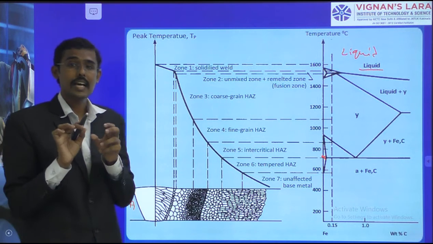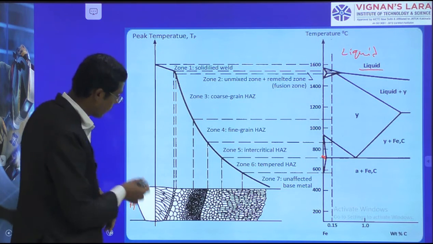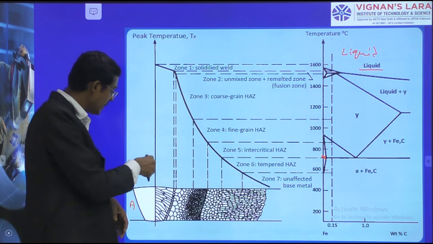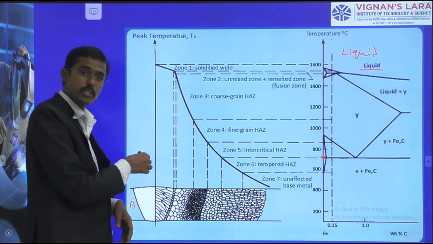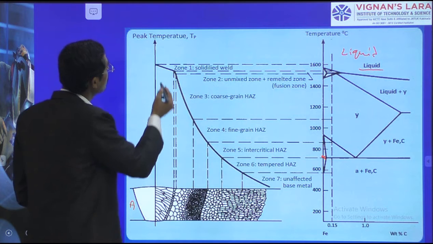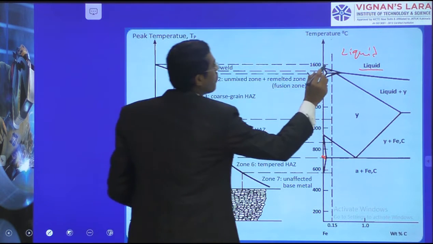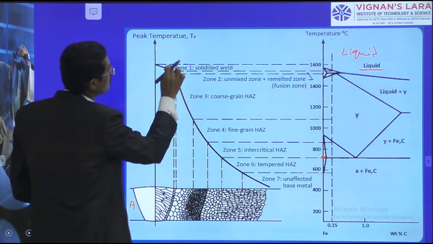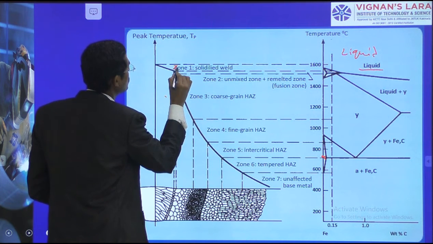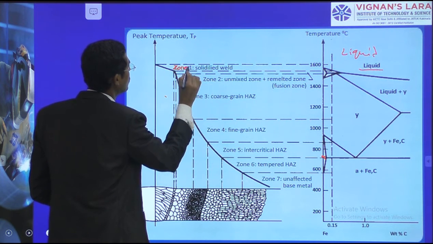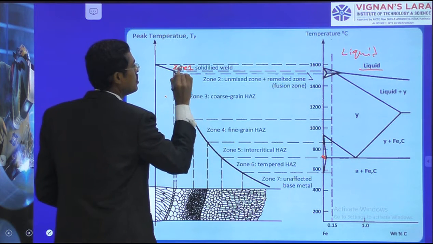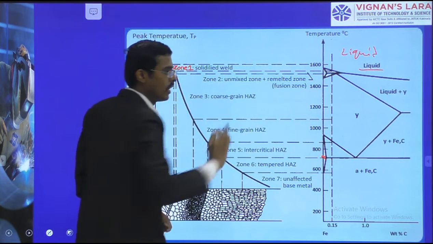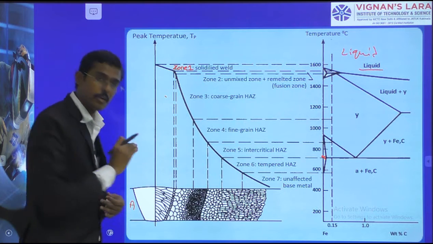High heat is observed at the center point. We know this because we are doing welding in this location, where the edge preparation is done. Therefore, this point belongs to the melting point. You see, this center point, this zone belongs to zone 1. Zone 1 we call the solidified weld metal.